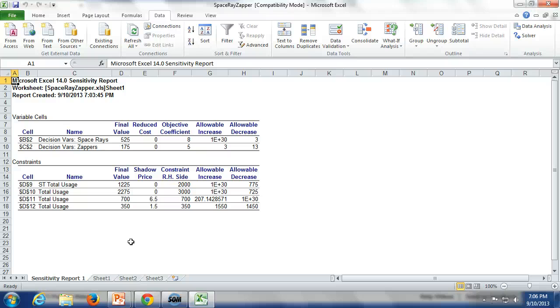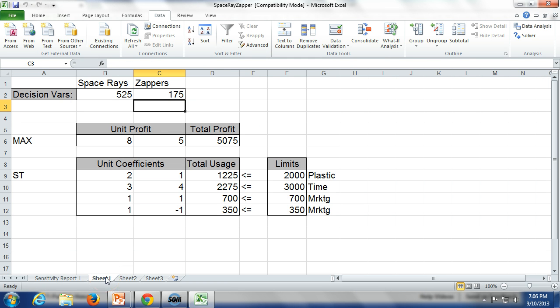Now what this is telling me is that even if zappers goes up to $7, even if we start making $7 per dozen zappers, guess what the solution is? It is still the same solution. It is still make 525 space rays and 175 zappers. As long as it's in that range, this is still the optimal solution. Now what would happen though if I start making $7 for every dozen zappers? 525 and 175 is not going to change, but what does change? The profit changes.